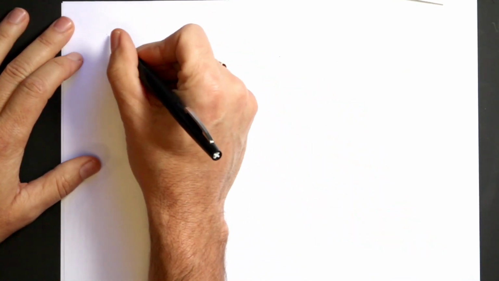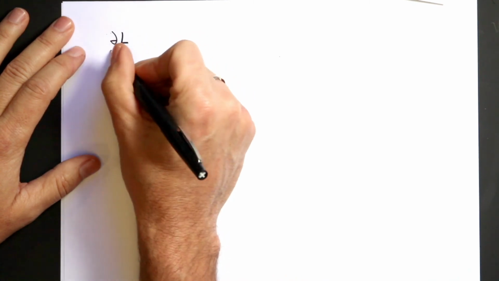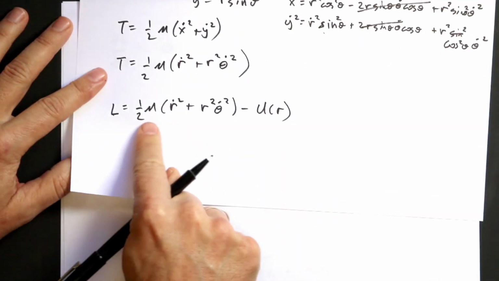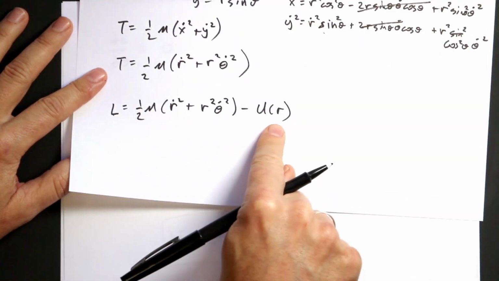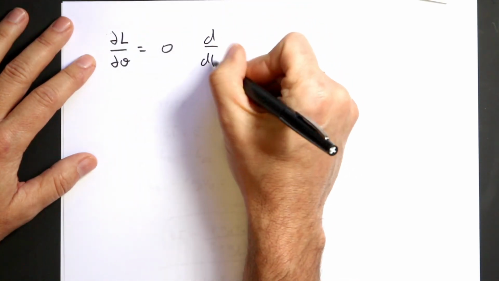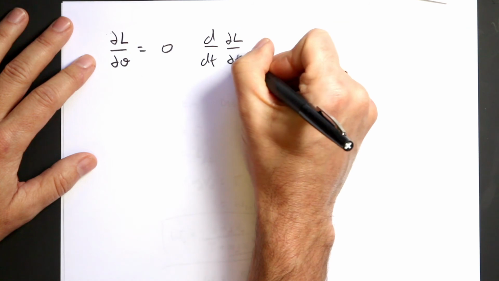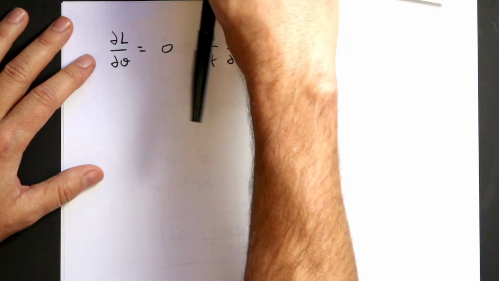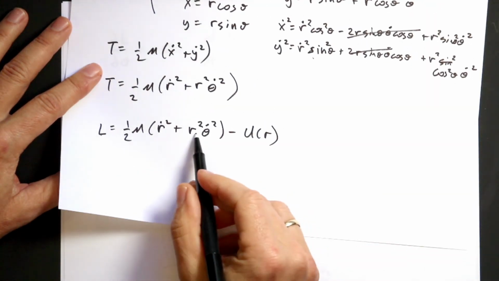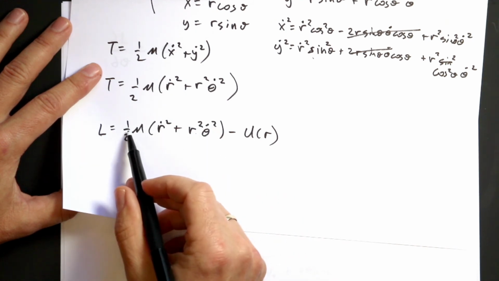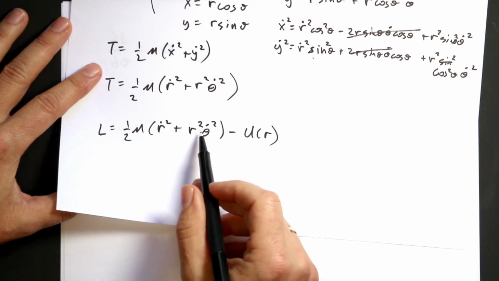So let's just say the partial of L with respect to theta is equal to 0. Why? Well, show me where you see a theta. There's no theta in the potential. We said that can't be true. There's no theta in the kinetic energy, so that's 0. That means the derivative with respect to time of the partial of L with respect to theta dot is equal to 0. The partial of L with respect to theta dot, well, there's only one term with theta dot in there. It's right here. So I get 1/2 mu r squared, and then I bring the 2 down. It's going to cancel with the 1/2, and I get mu r squared theta dot.